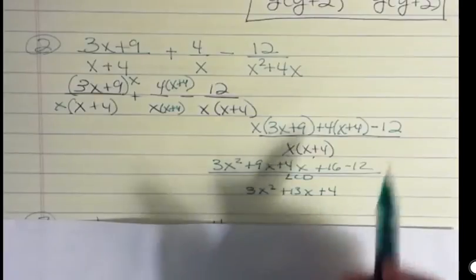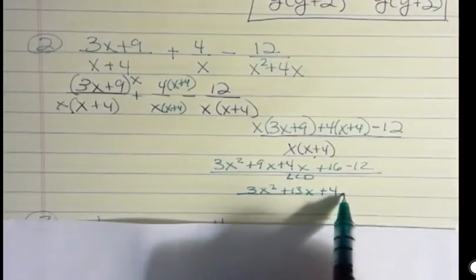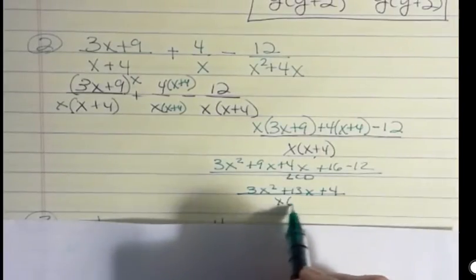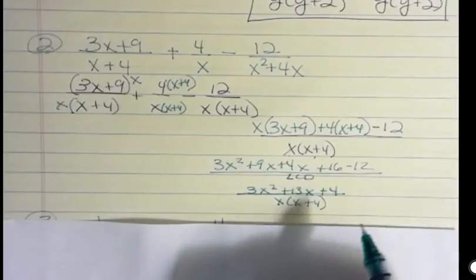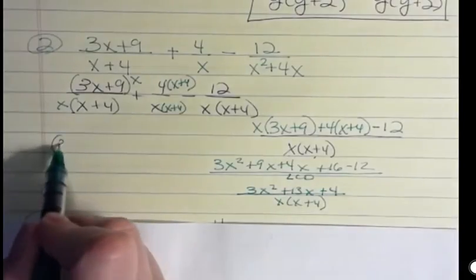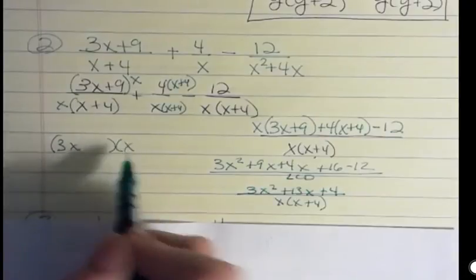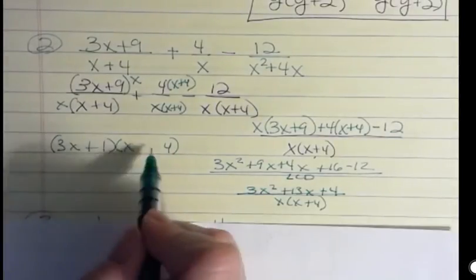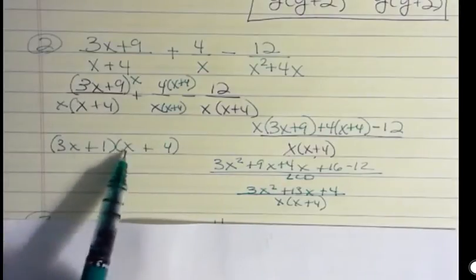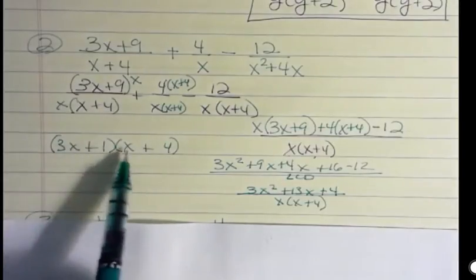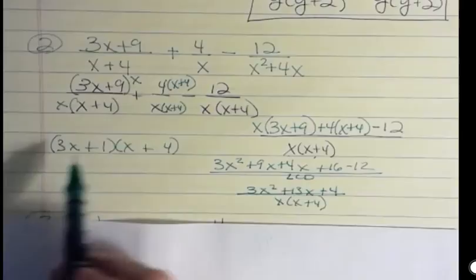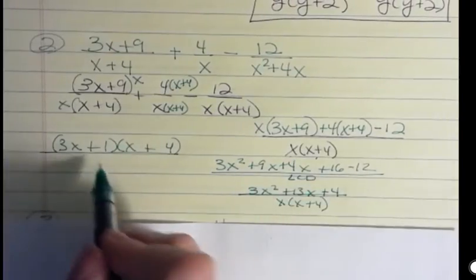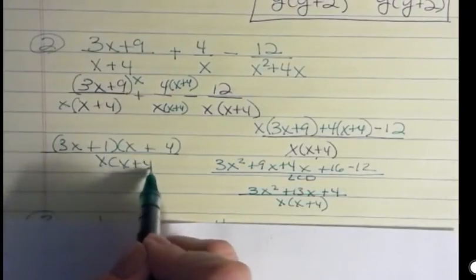And it looks like I could maybe factor that, so I'm going to have to try. The LCD is x and x plus 4. I'm going to come over here and factor that, 3x and x, and I'm going to put 4 and 1. It's all pluses. Would that be it? 3x squared, 12x plus 1 is 13x plus 4, yep. And then I have x over x plus 4.